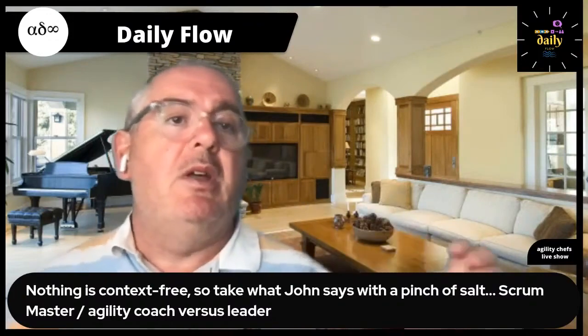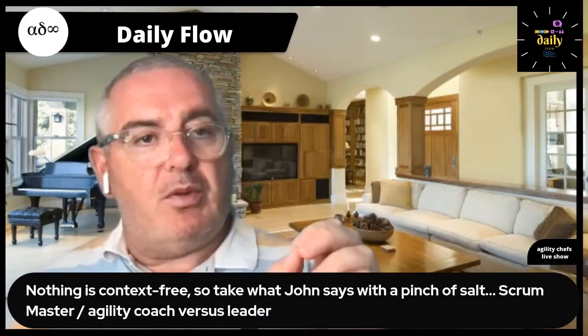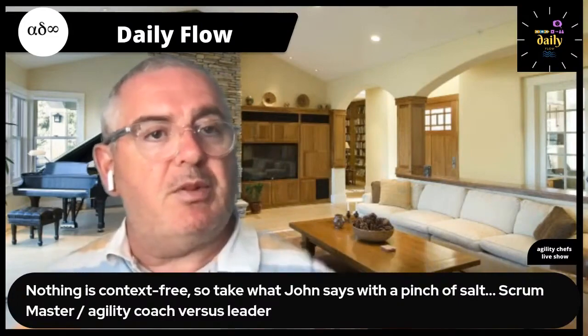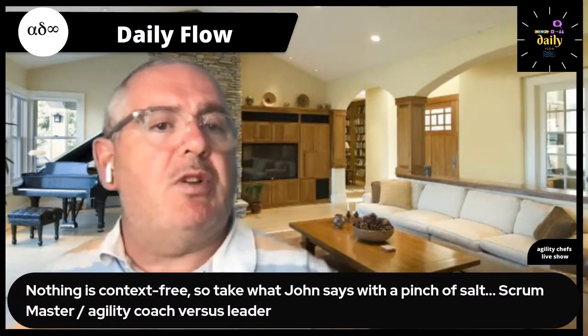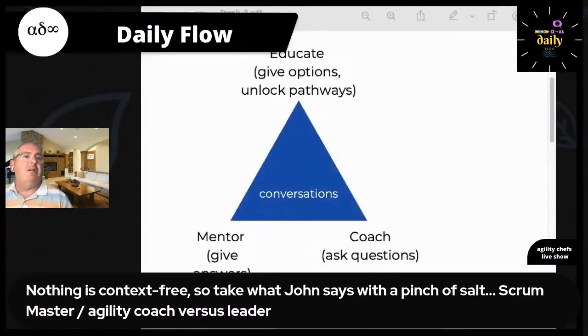He used to say to people, where do you want to be in this conversation? Do you want me to ask questions? Do you want me to give answers? But it's not as straightforward as that. I think there's actually a triangle, really. You could be a mentor, giving answers, or you could be asking questions, or you could be educating people. But for all of these, my position is I want to ask for permission.